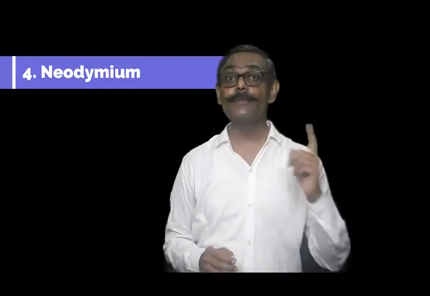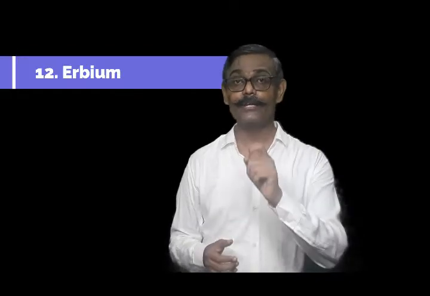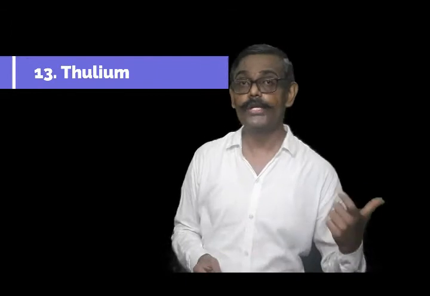Fourth, neodymium. Fifth, promethium. Sixth, samarium. Seventh, europium. Eighth, gadolinium. Ninth, terbium. 10th, dysprosium. 11th, holmium. 12th, erbium. 13th, thulium. 14th, ytterbium. And 15th, lutetium. You can pause the video and read all the names.